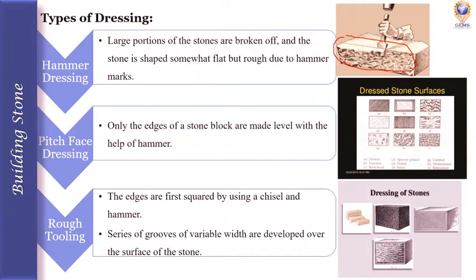The next one is rough tooling. In this rough tooling, the edges are first squared by using a chisel or hammer, then a series of grooves of suitable width are developed over the surface of these stones. So these are the various series of grooves. Once the dressing of the stones is over, we will get a stone like this with various grooves.